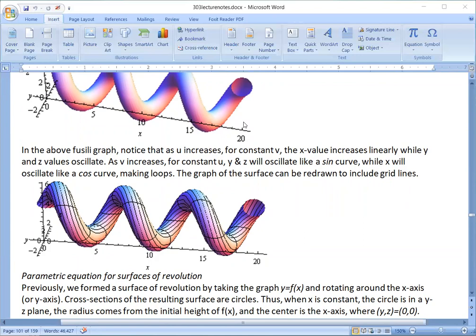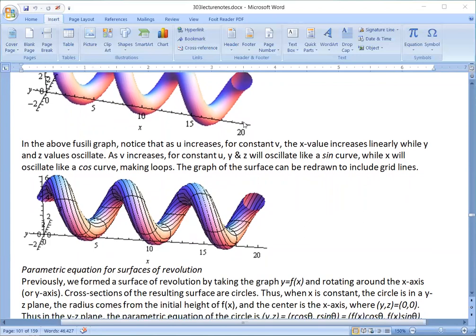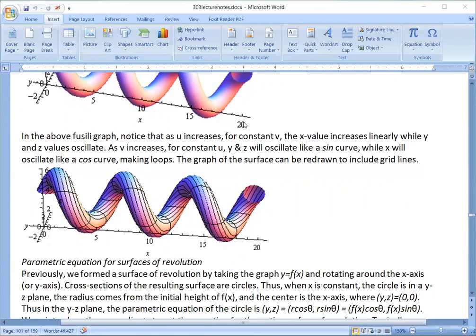So what that means is that when x is constant, you get a circle in the YZ plane. For that circle, the radius comes from the value of the function f of x, and the center is the x-axis, where you've got 0, 0. In the YZ plane, the parametric equation of that circle is given on the bottom here: (y, z) equals (r cos theta, r sine theta), where r was the value of the function. So it's just f of x times cos theta, comma, f of x sine theta. Now that's just for the circle for a fixed x.